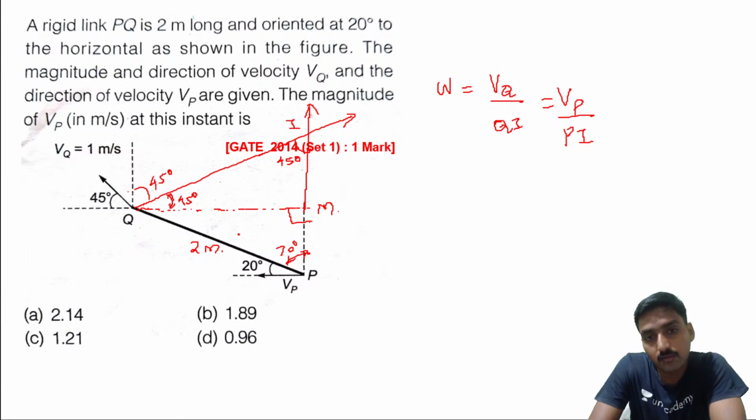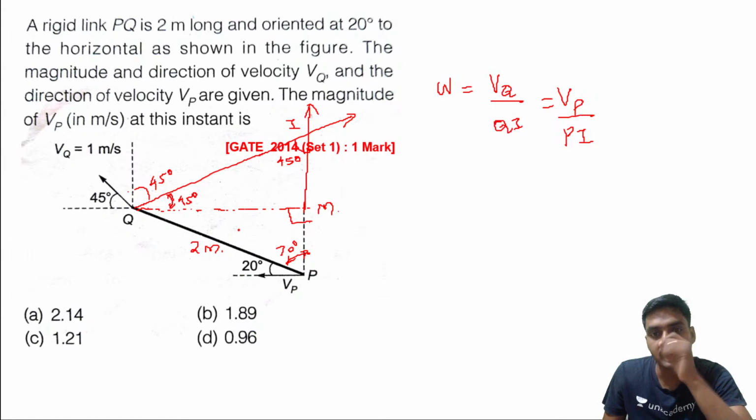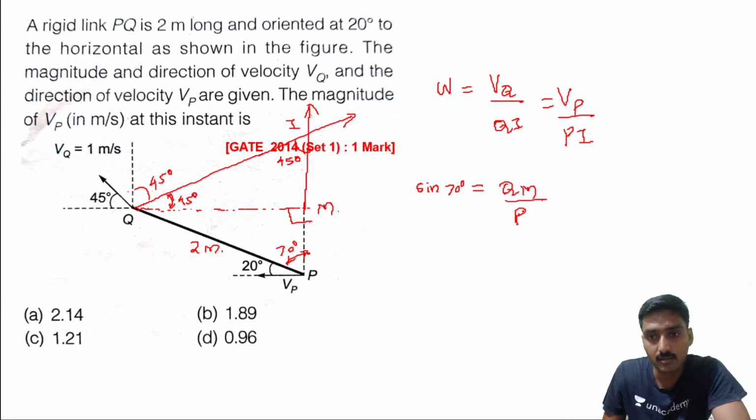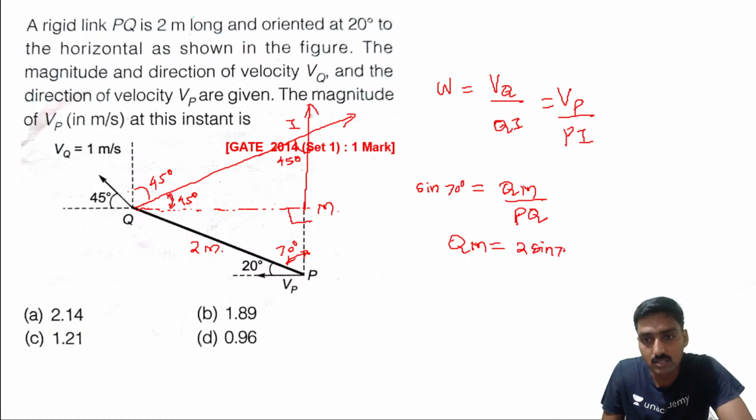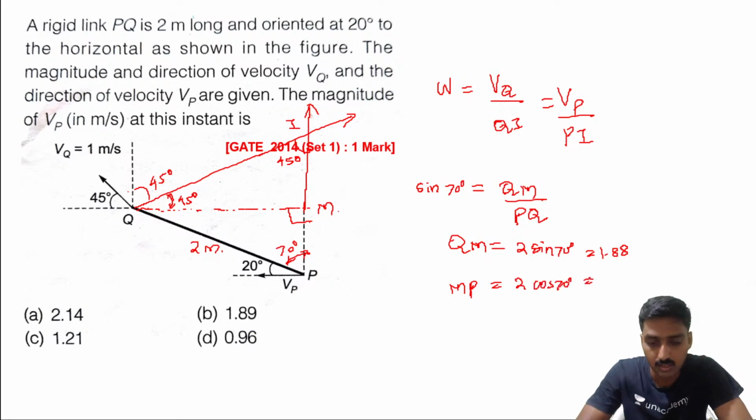MP plus QM. Sine is opposite divided by hypotenuse. Sine 70 degree is equal to opposite side QM divided by PQ. What will be the QM? QM is equal to PQ, 2 meter, into sine 70. Sine 70 into 2, it's 1.88. What will be the MP? MP is equal to 2 into cos 70, which is 0.68.